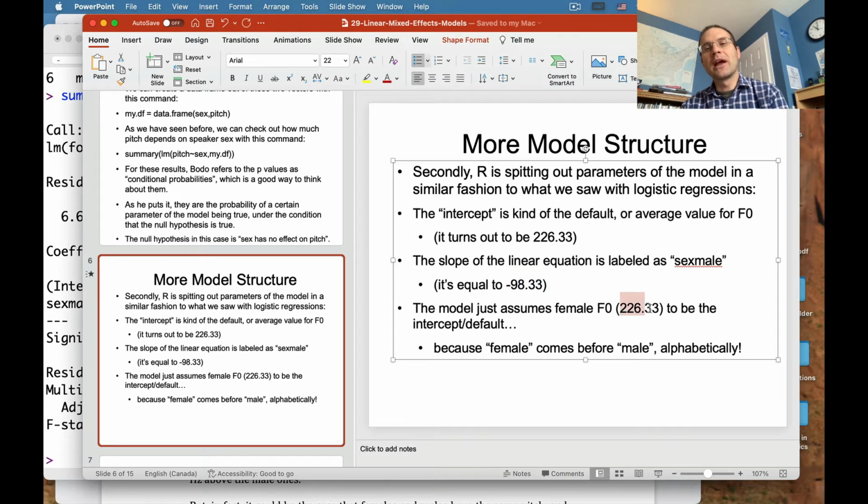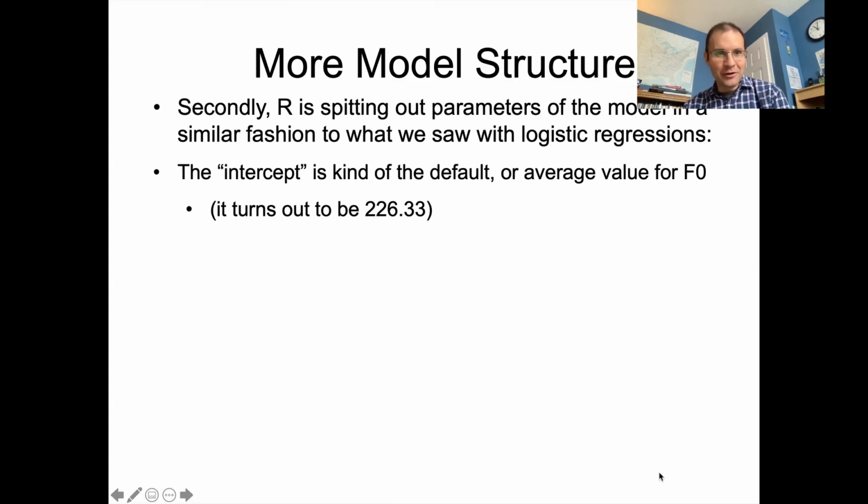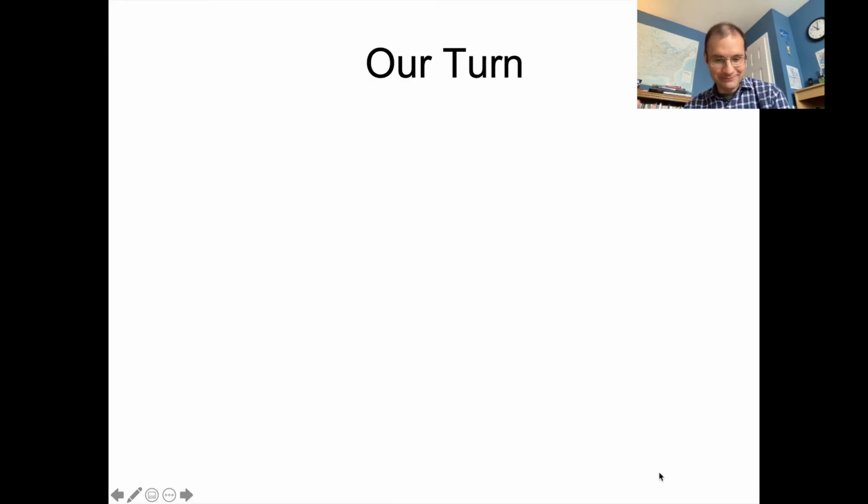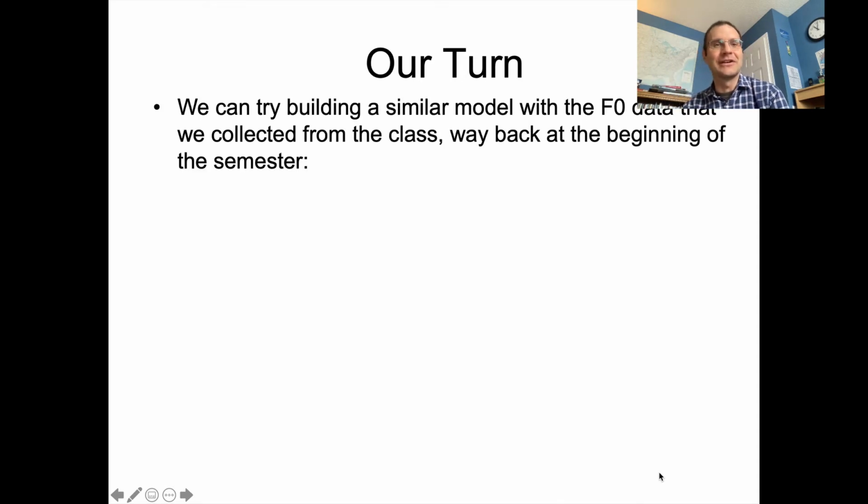So it'll be around 226 for females. It'll be negative 98, or 226 minus 98, for males, right? And that's, again, like that logistic regression model where we just looked at the difference between the default and whatever factor we're adding on top of it. So the average male F0 should be 226 minus 98, which would wind up being something like 128, right? Okay, that's what those model parameters mean. We've seen them before, and hopefully that still corresponds with everything you've learned about them so far, because it's just saying it in a slightly different way.